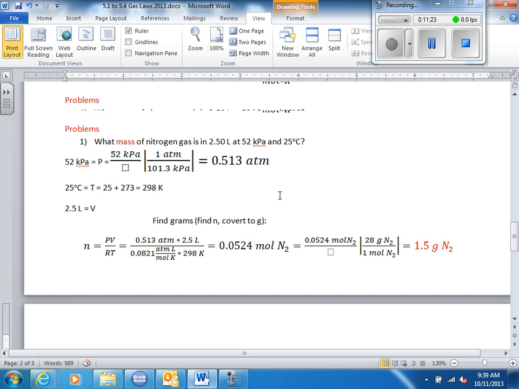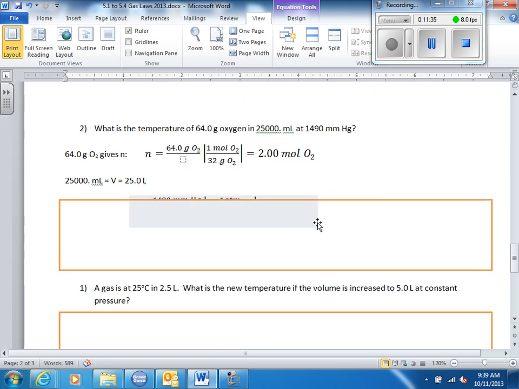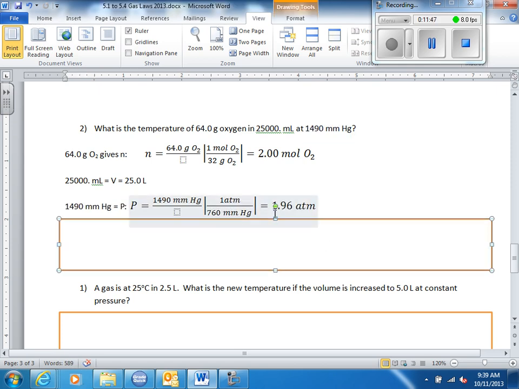Let me show you why. The gas constant has liters, not milliliters. So we're going to have to convert our volume to liters. So pressure always in atmospheres, volume in liters. Okay, so 25 liters. We have a pressure unit over here, and we will have to convert that to atmospheres. Okay, we can plug that into the ideal gas law now because we have moles, volume, and pressure.